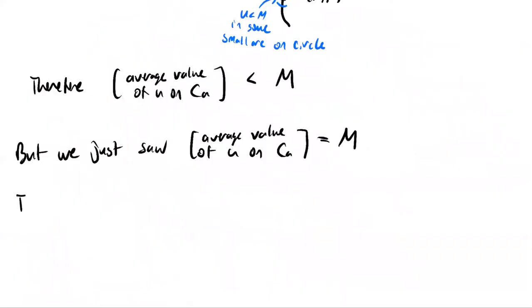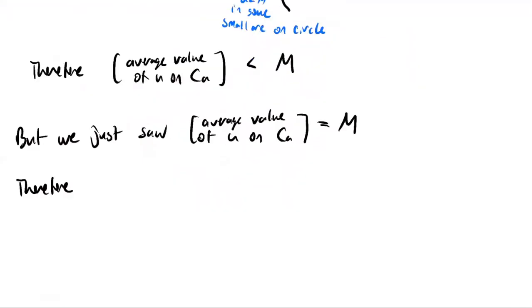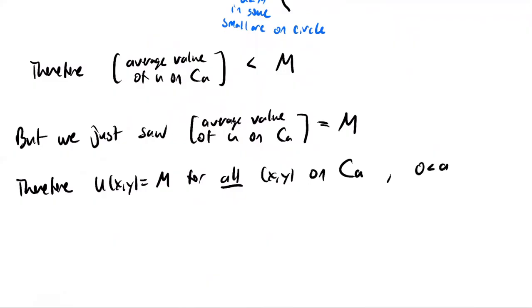And so therefore, what we saw here cannot happen, right? There's no point on the circle where U is strictly smaller than M, right? So therefore, U of x, y is equal to M for all points x, y on the circle CA, where A is any parameter between 0 and A star, right?